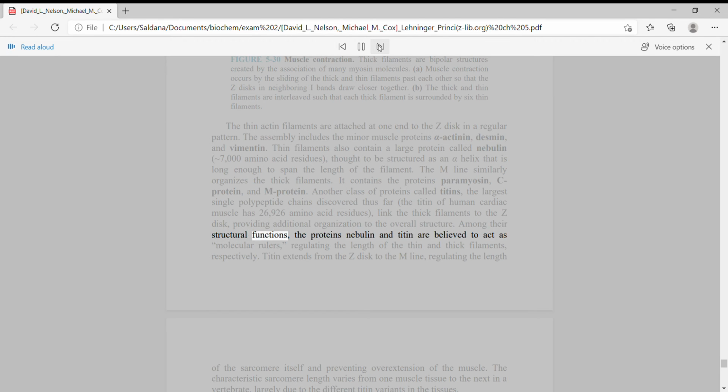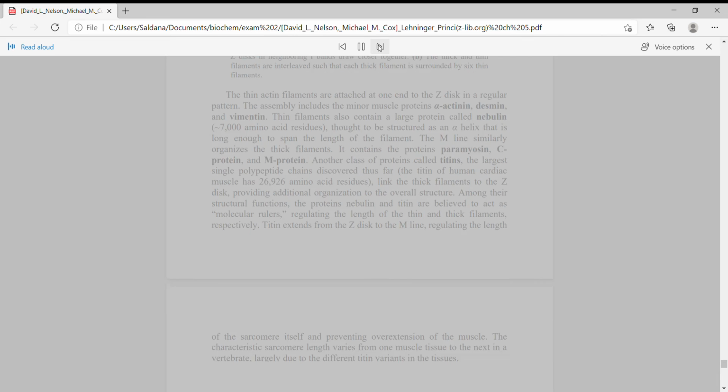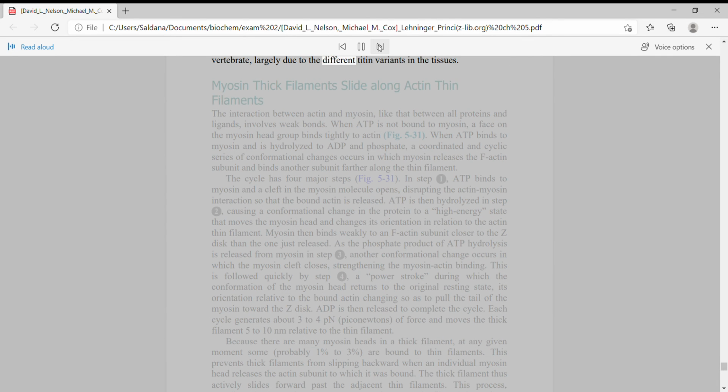Among their structural functions, the proteins nebulin and titin are believed to act as molecular rulers, regulating the length of the thin and thick filaments, respectively. Titin extends from the Z disc to the M line, regulating the length of the sarcomere itself and preventing overextension of the muscle. The characteristic sarcomere length varies from one muscle tissue to the next in a vertebrate, largely due to the different titin variants in the tissues.